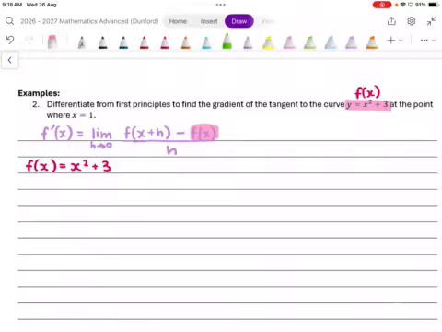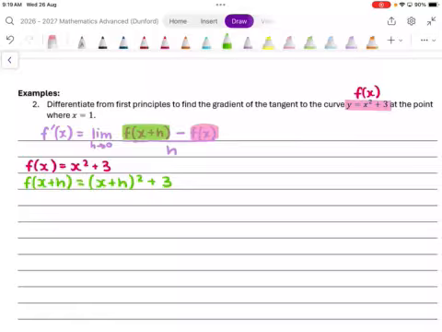The next part that we need to find is our f(x + h). Now, with f(x + h), it is using our function notation, and instead of where we have an x, we're going to replace this with an x plus h. So what this will look like is, in our function we have x squared plus 3, so we will have (x + h) all squared plus 3. So all I have done is where we had an x in our original function, we've replaced it with (x + h) all squared.